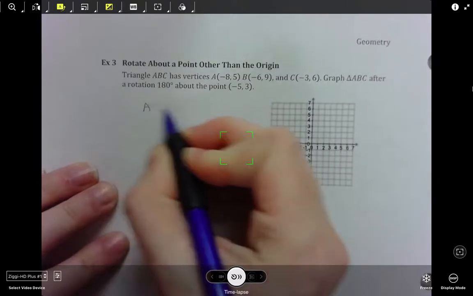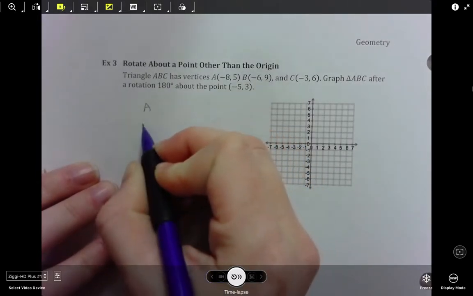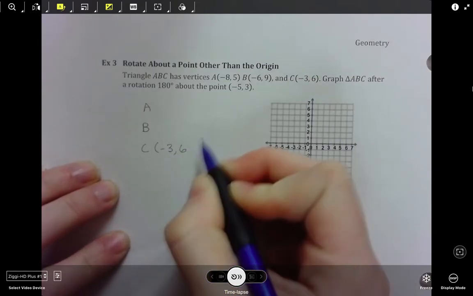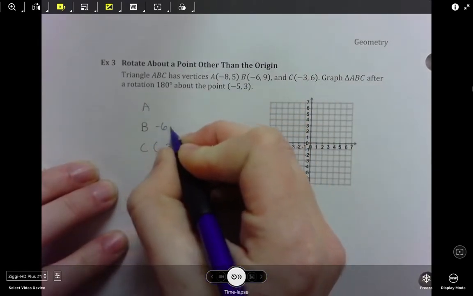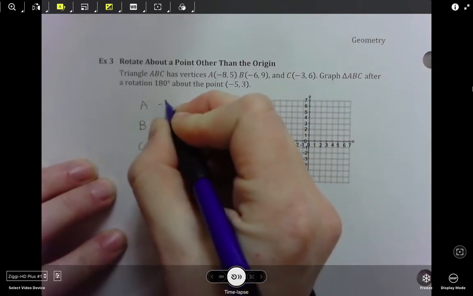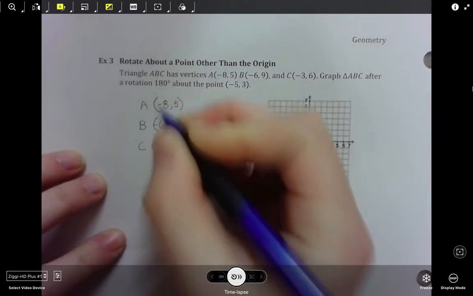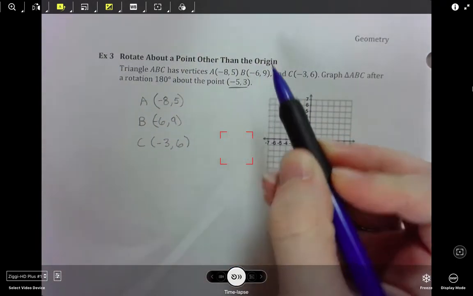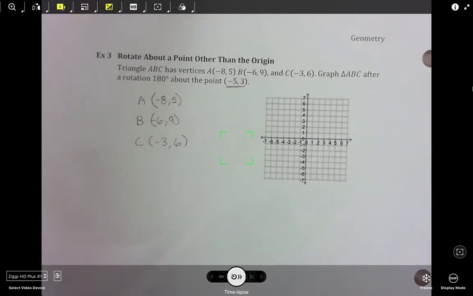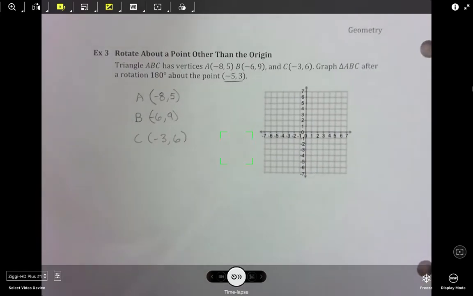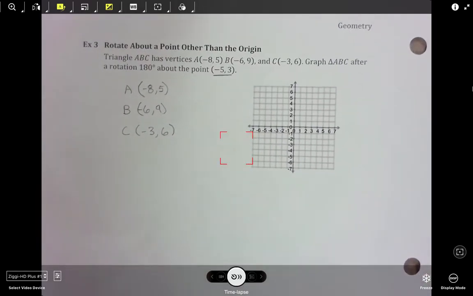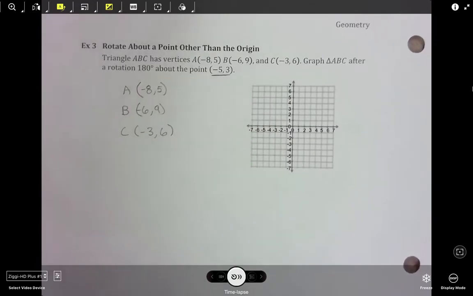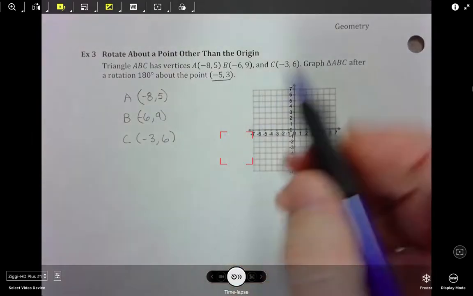All right, so A, B, C: negative 3, 6, negative 6, 9, and negative 8, 5. Okay. Oh, shoot. Now we have a point that we're graphing about: negative 5, 3. So we're not reflecting him about the origin. We are rotating him about the point negative 5, 3.